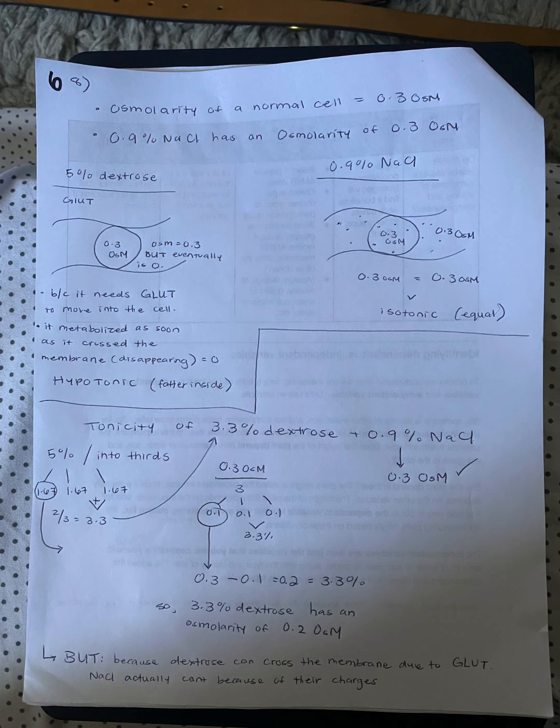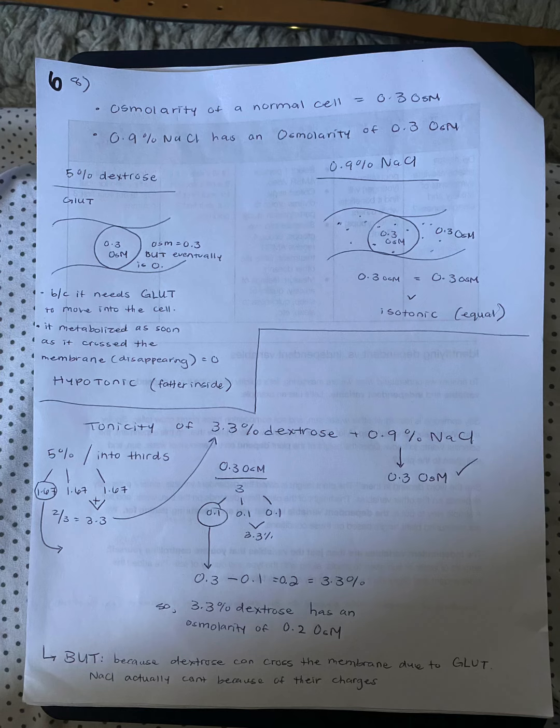Lastly, first things first, you should already know that the osmolarity of a normal cell is 0.3, and that 0.9% NaCl has an osmolarity of 0.3 as well. And one last osmolarity you should be aware of is that 5% dextrose also has a 0.3 osmolarity. I would recommend that you remember these for future assignments just because they really could come in handy. But if you don't, you can always just use the formula and figure out the equation.